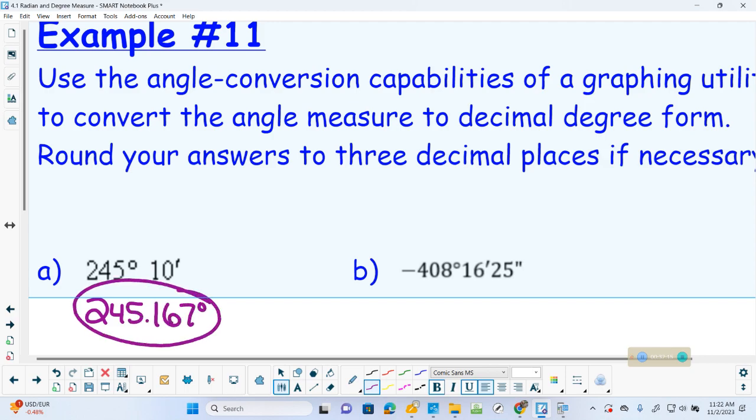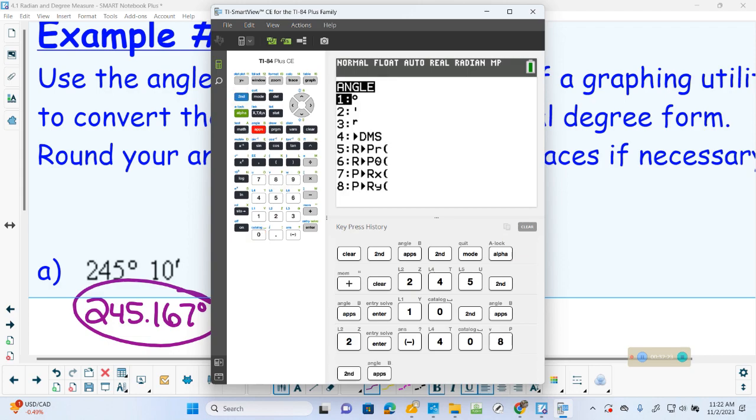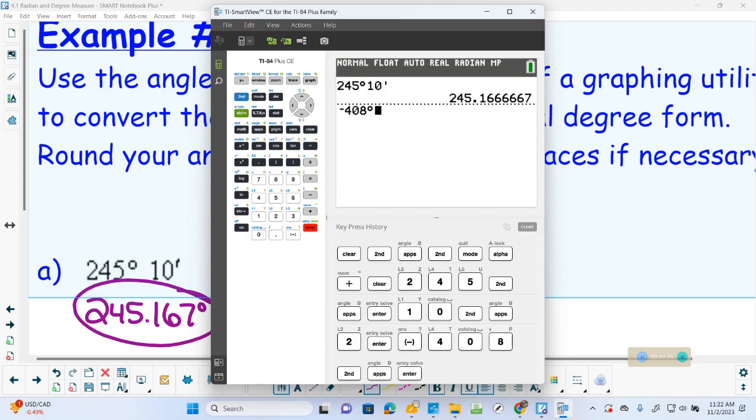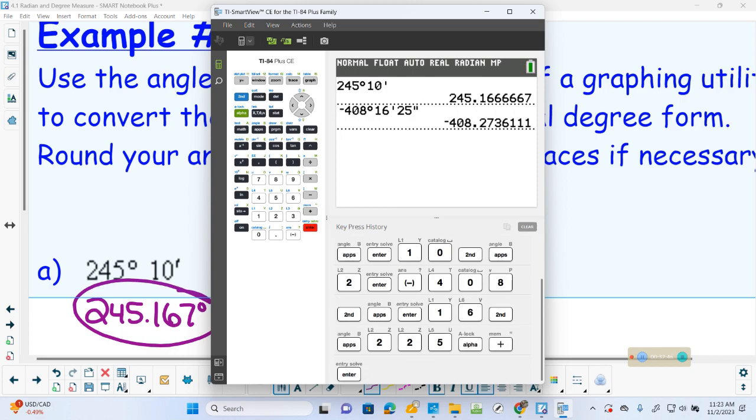Okay, so when you type this one in, pull up the calculator, -408, hit your second apps, put on your degree symbol. Of course, I've already forgotten the minutes here. How many is it? 16. Second apps, number 2. And then it seems logical to have the seconds in there also, so 25, alpha plus for the seconds. So that is the same as -408.274, if we're going to round it, 0.274 degrees.